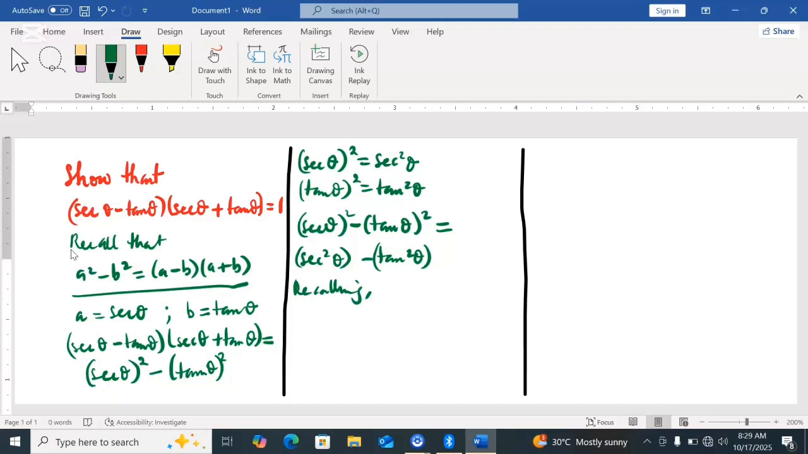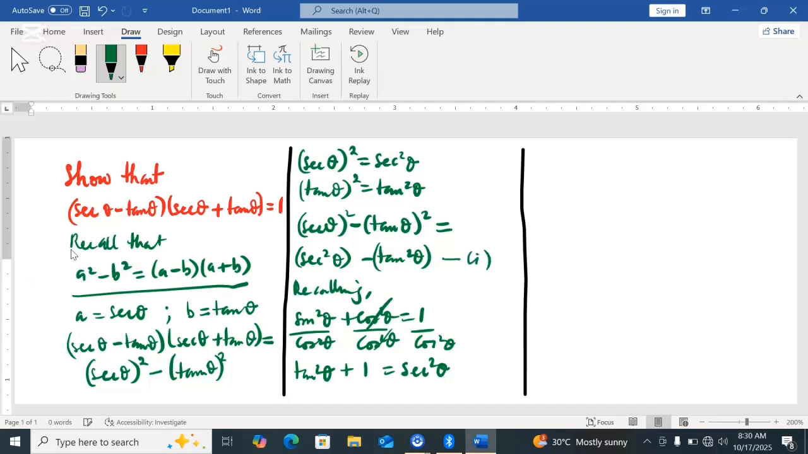Recalling that from trigonometry, sine squared theta plus cos squared theta equals 1, and dividing through by cos squared theta gives the following: this cancels to give us 1, and this automatically gives us sec squared theta, and this gives us tan squared theta. Now, recalling this particular equation from trigonometry, I'm going to call this equation 1. What we have here is equation 1. I'm going to call this equation 2.